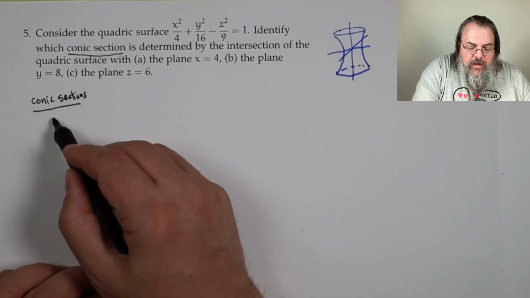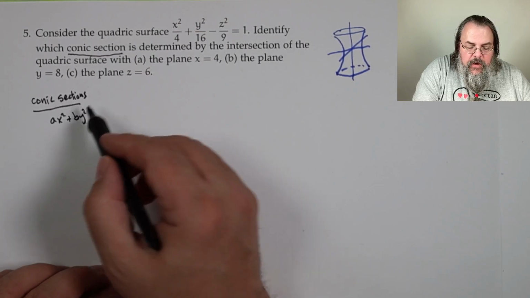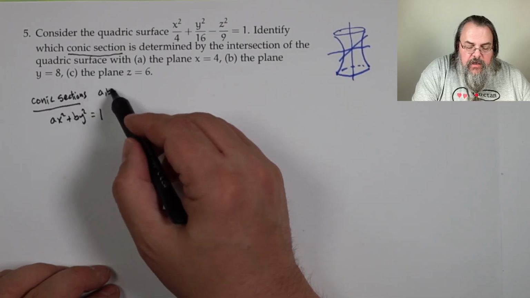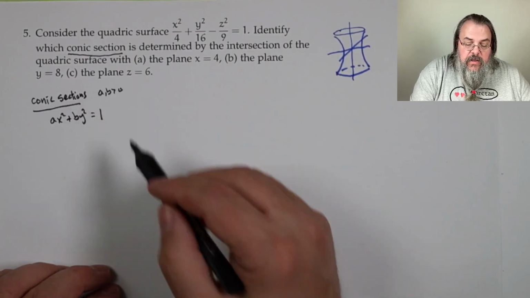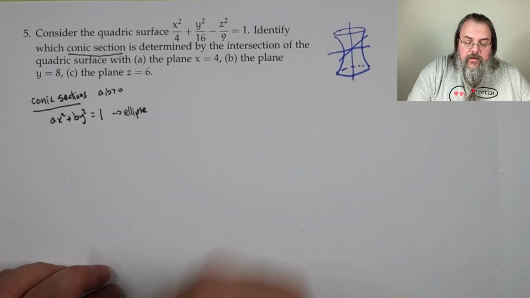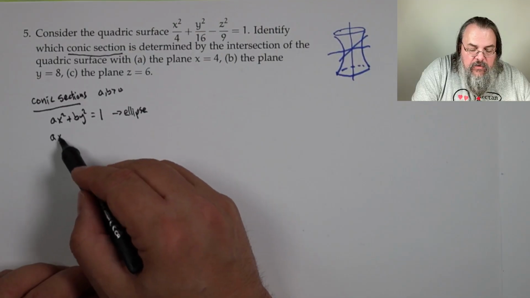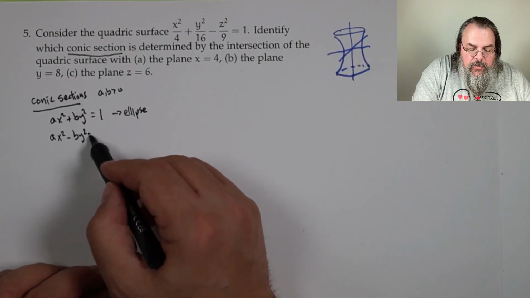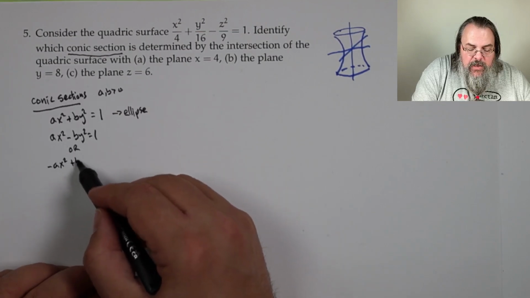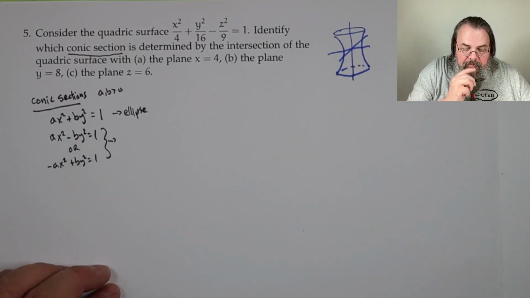If you see something that looks like ax squared plus by squared equals 1, and here I'm going to assume a and b are positive numbers, this is what you would call an ellipse. So that's that form of the conic section. And if you say ax squared minus by squared equals 1, or you see minus ax squared plus by squared equals 1, these are what we call a hyperbola.